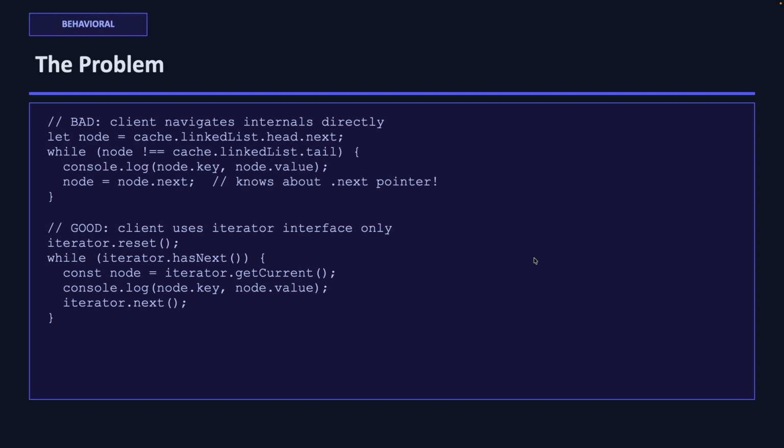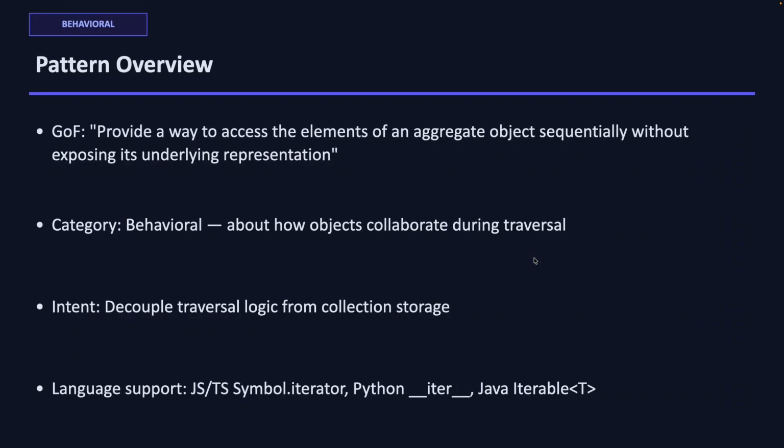If we look at the one at the bottom, using the iterator pattern, all we have here is just the iterator that calls on methods like reset, hasNext, getCurrent, and next. And all of those are just methods on the interface. There's no knowledge of the linked list, of the next, of pointers, or anything like that. So that's where the iterator pattern comes in.